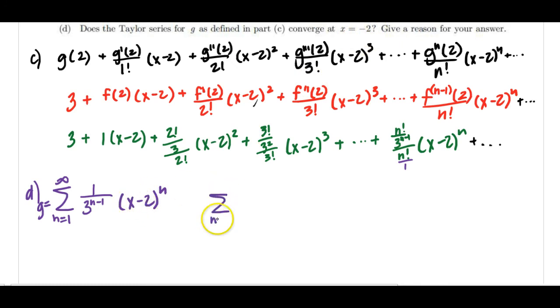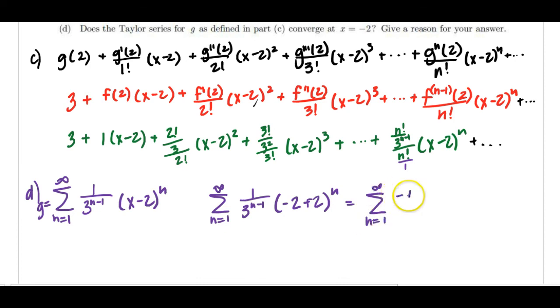So we're going to substitute -2 into our x. So the sum of n equals 1 to infinity of 1 over 3 to the n minus 1. Then we have (-2 minus 2) to the n. So -2 minus 2, that's -4 to the n. So the sum of n equals 1 to infinity of (-4) to the n over 3 to the n minus 1. So hopefully you can see that this series is geometric.